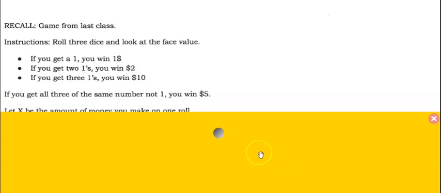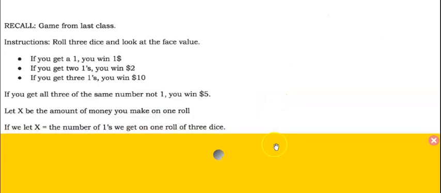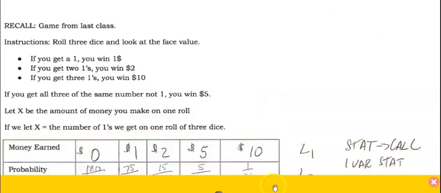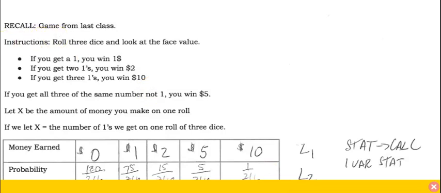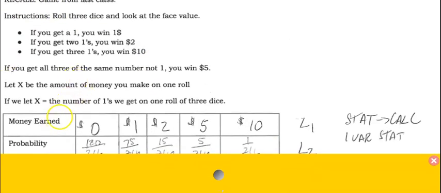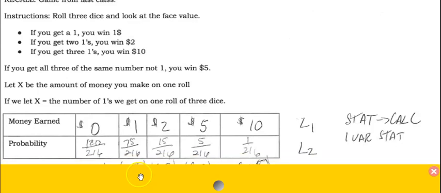Let's pick up where we left off from last time. We're going to use the same concept of rolling a die, and let's begin with our possible earnings and their probabilities.